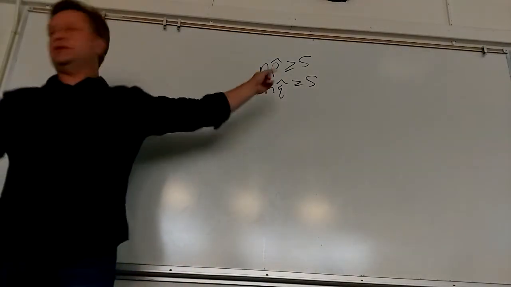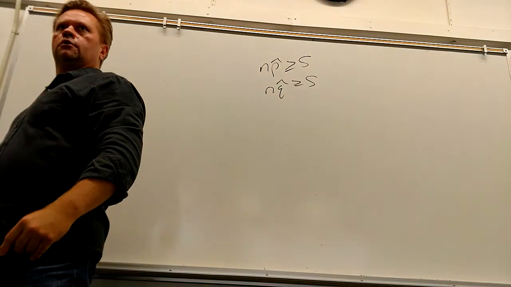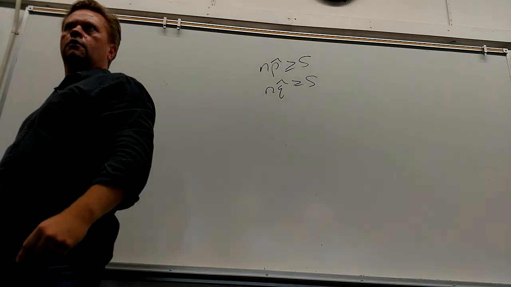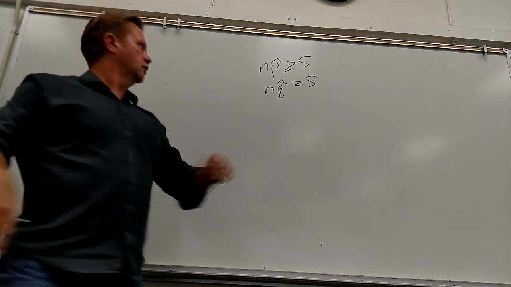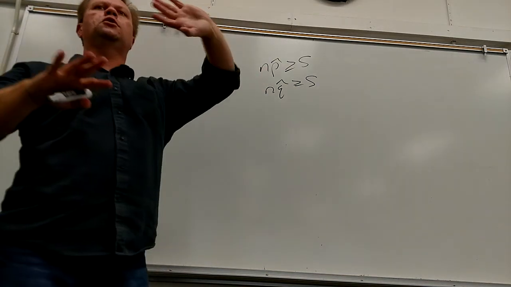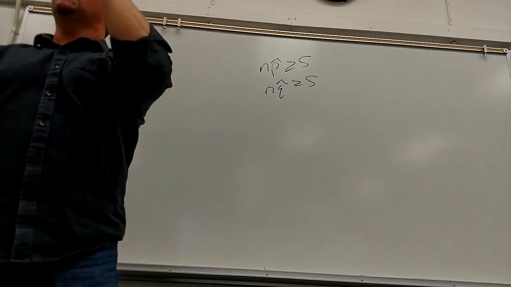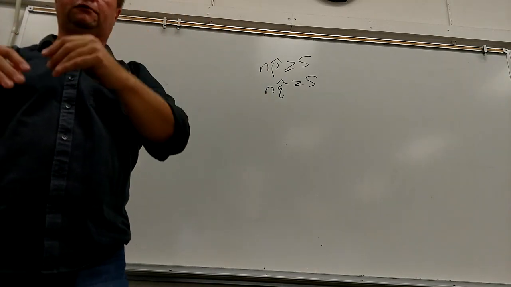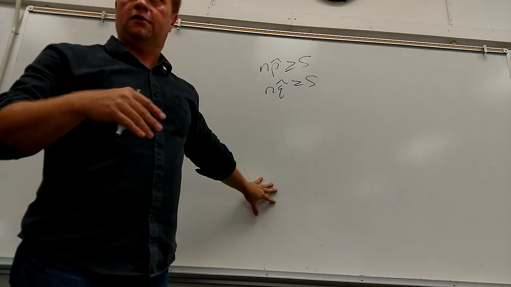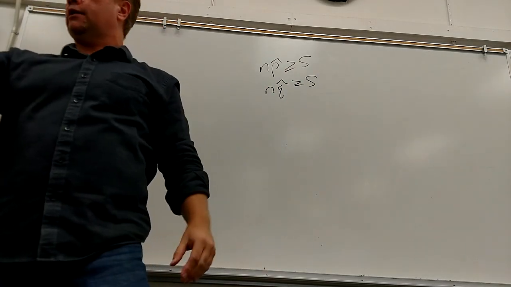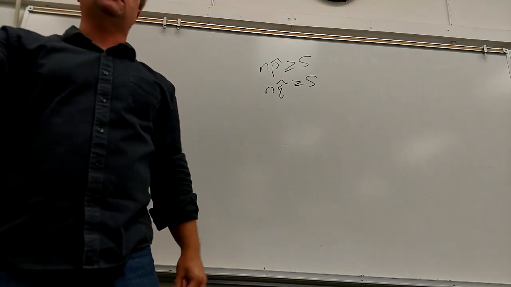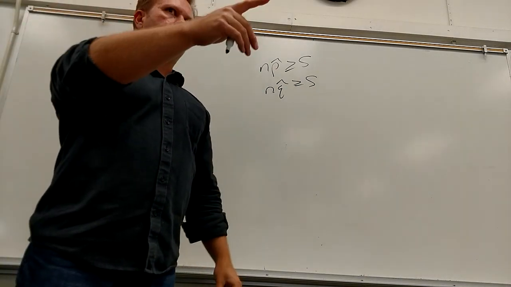So if these two things are true, then your probability stuff is normally distributed enough. We would be allowed to do everything we just did. That's why I had a little part to this handout that said check n p hat and n q hat. I like it.